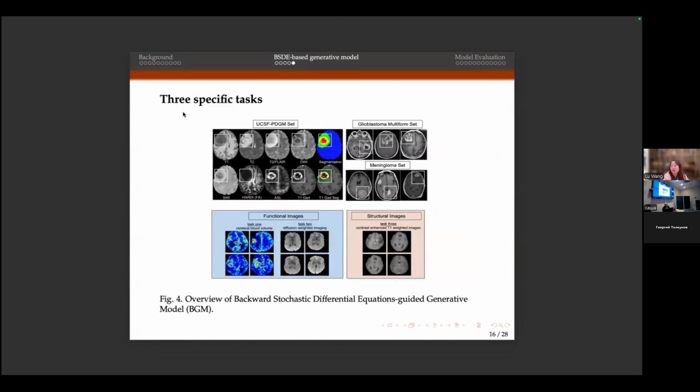So there are three specific tasks. Let us first look at this. The performance is assessed using two data sets. The first one is open source, called USSF. And the second one was conducted between December 2016 and March 2020 in the Department of Radiology at the Shandong Provincial Hospital in China. So we also test the model's ability to generate both functional images and structural images.